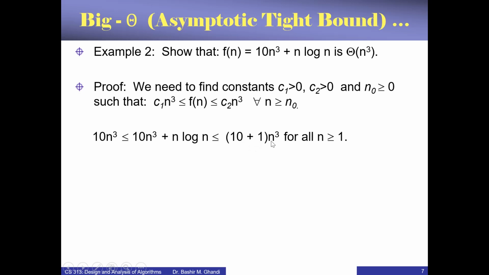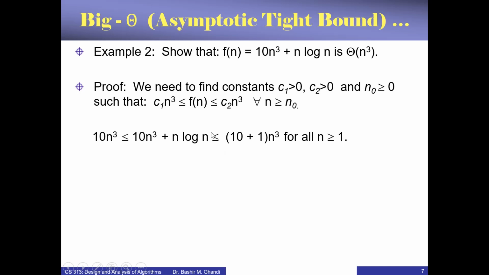So we can factor out the n cubed, and then we are left with 10 plus 1. So we can add that to have 11 as our C2. Okay, and these two inequalities will be true for all n. In fact, this time we can say greater than 0. But if it is true for n greater than 0, definitely it will be true for n greater than 1. So it's okay to leave it as 1.